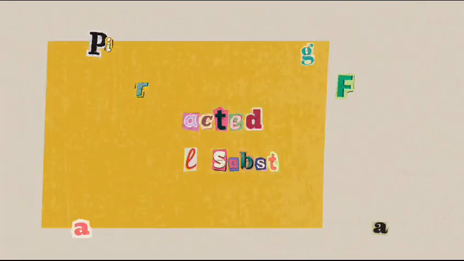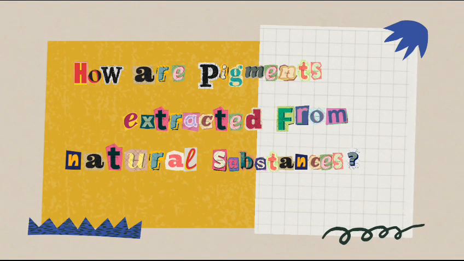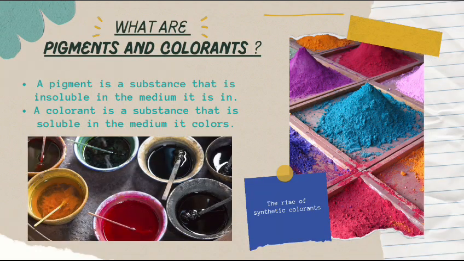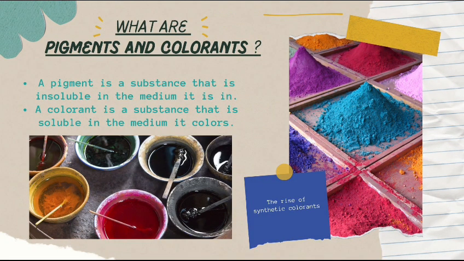Hi everyone, in this video we're going to explore how pigments are extracted from natural substances and what role they play in creating colors. We'll also look at how colors are mixed using two main methods, additive and subtractive synthesis. First, let's start by understanding what pigments and colorants are.